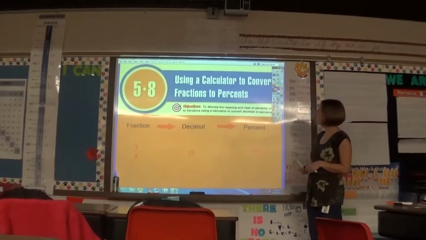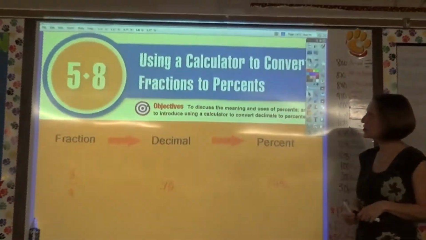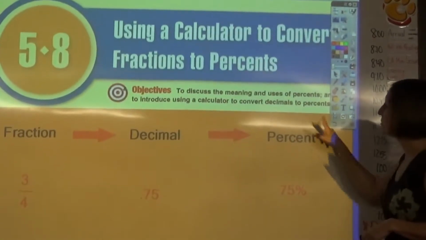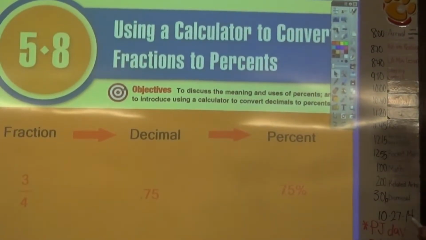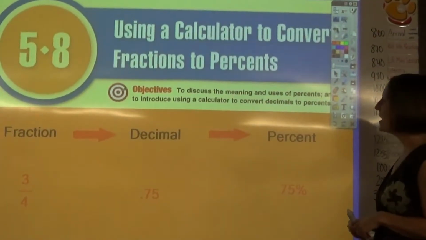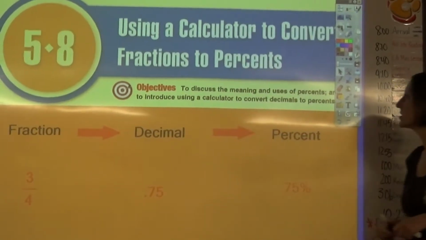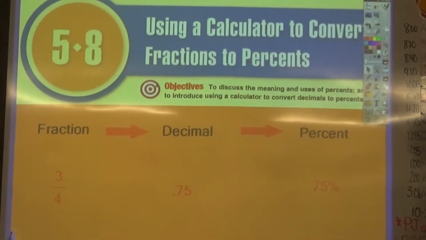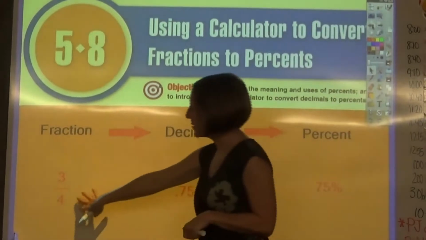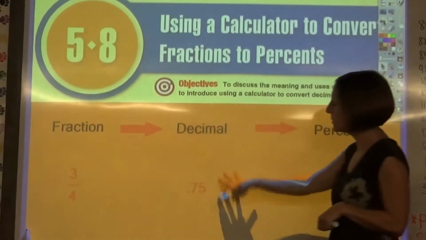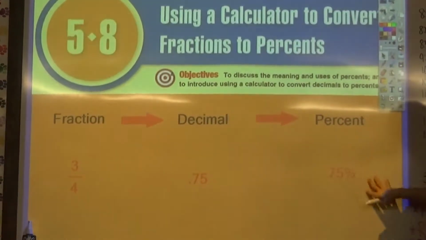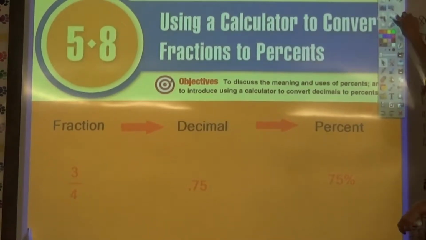Lesson 5.8 is using a calculator to convert fractions to percents. The objective is to discuss the meaning and uses of percents, and then introduce using a calculator to convert those decimals into percents. So far we've talked about fractions, and we've converted them into decimals. Today, we'll work on percents.